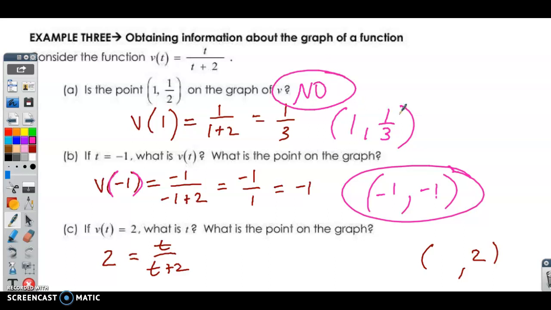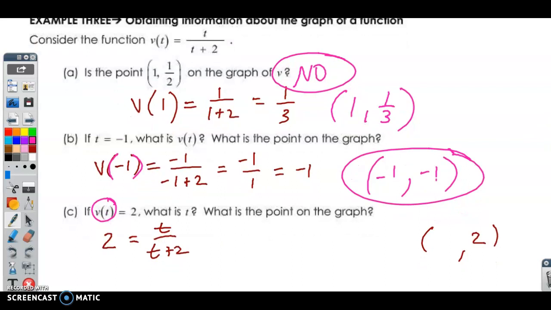And the last problem is, if v of t equals 2, what is t? All right, well, they're giving us essentially the y value. So v of t is 2. So what is t? Well, how do we solve this? We need to solve for t. We've got 2 t's. We just have to do some manipulating. This is one of the best parts of math right here. All right, we just have to make it work. So the way I like to look at this is like a 2 over 1. And if I cross multiply here, I'm going to get 2t plus 4.